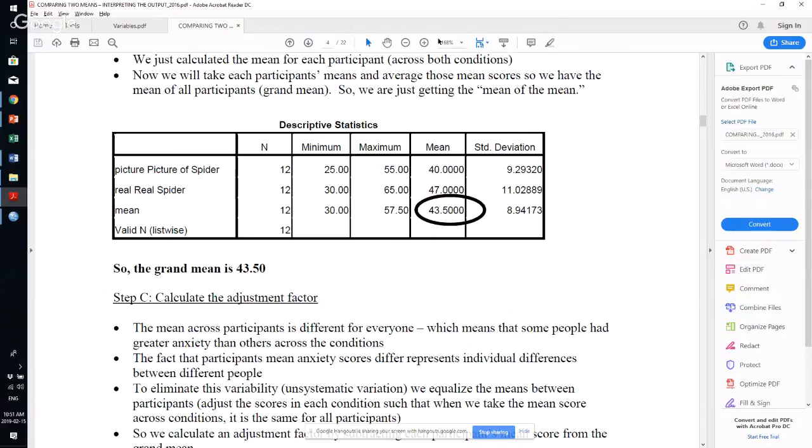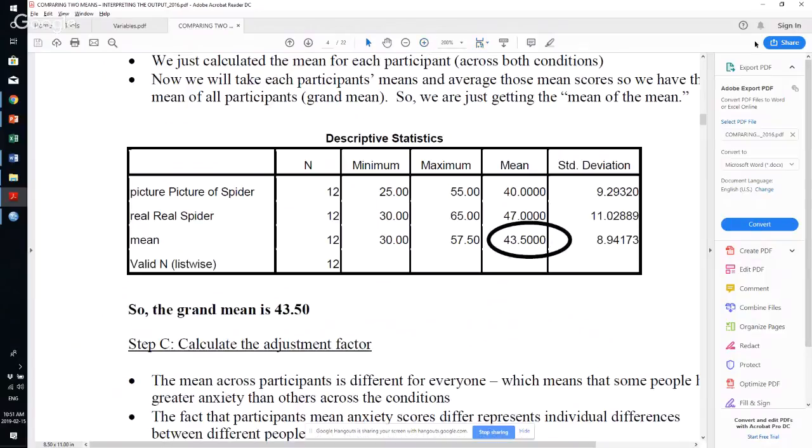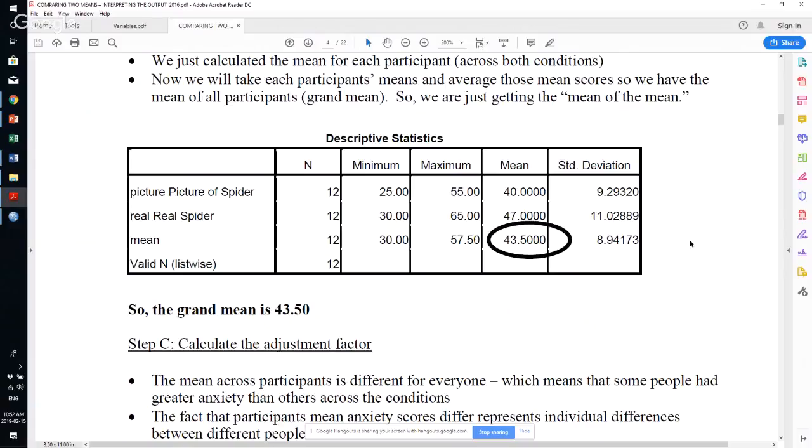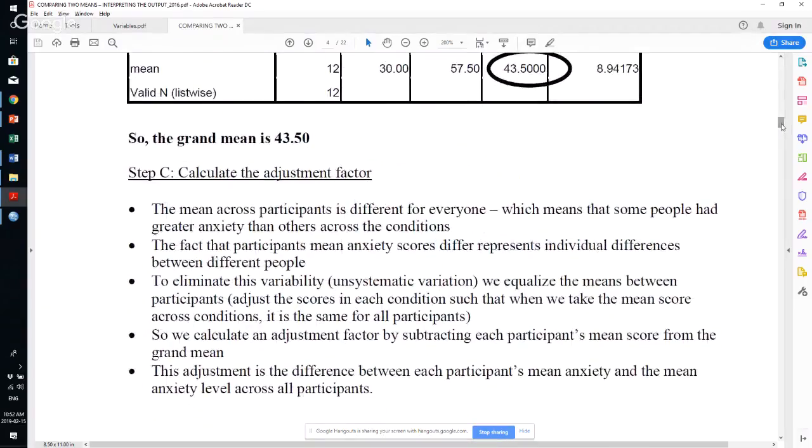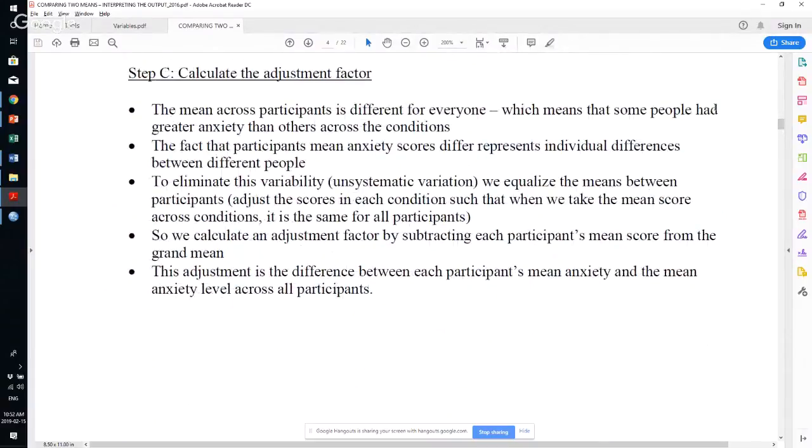I should be able to make this bigger and get rid of this stuff. There it is. Okay, so now we know our grand mean is 43. We now have to calculate what's called an adjustment factor.